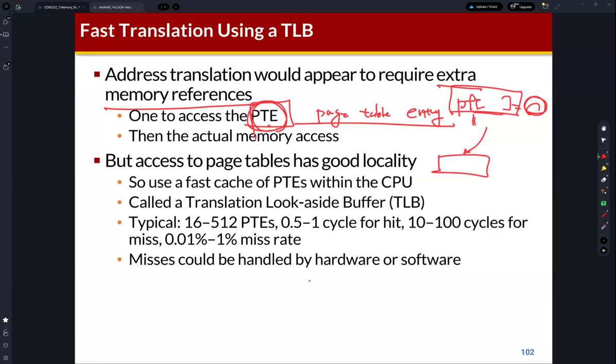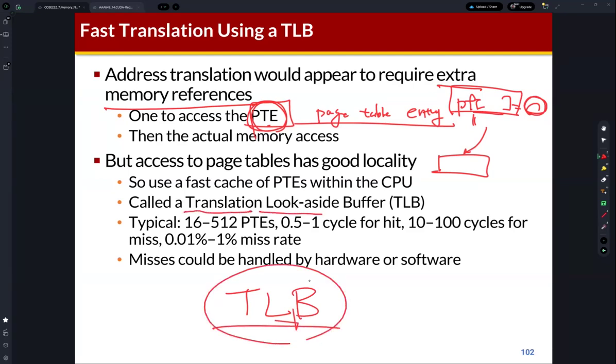Then we can access this cache. The CPU manages this cache separately because this translation is very critical for the performance of a computer system. So this special cache is called the TLB, the translation lookaside buffer. So this is the special cache for the page table. It's a separate cache.